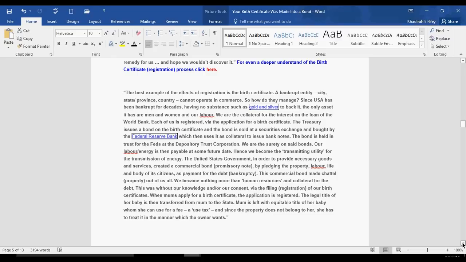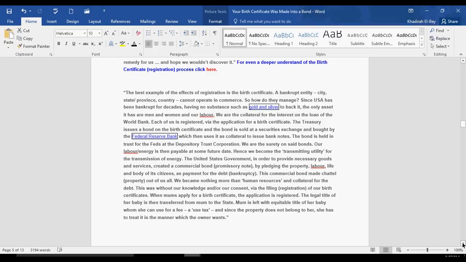Right, like we said, if it's B, New York City, C, Cleveland, Ohio, D, E, Baltimore, Richmond, Virginia, F, Atlanta, Georgia, these are all part of these Federal Reserve Banks. We are the surety on the said bond, all right? So our labor or energy is then payable at some future date.